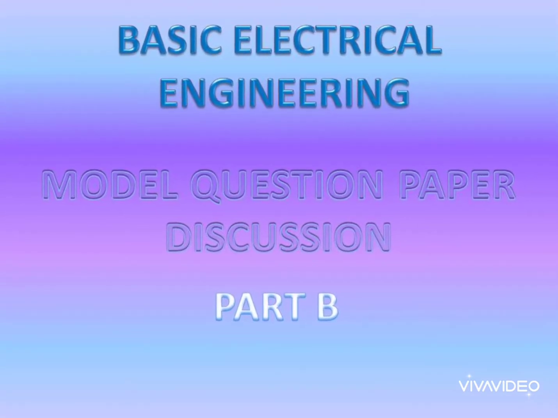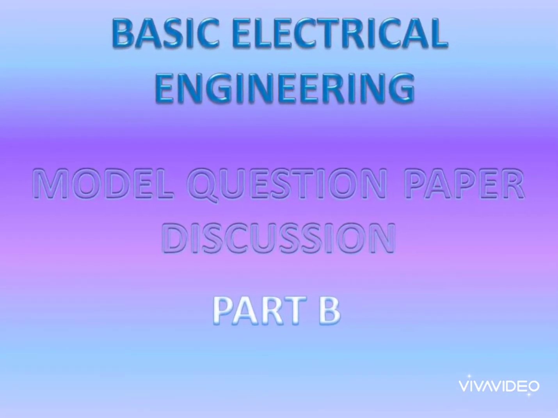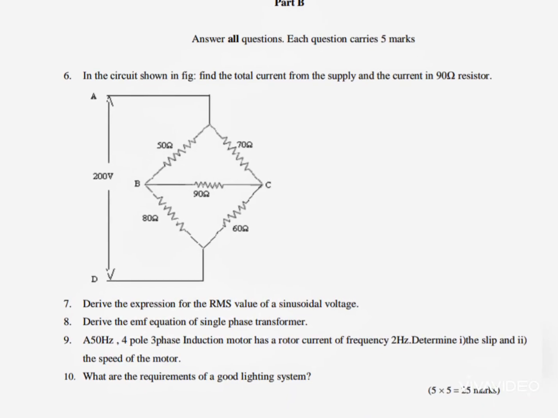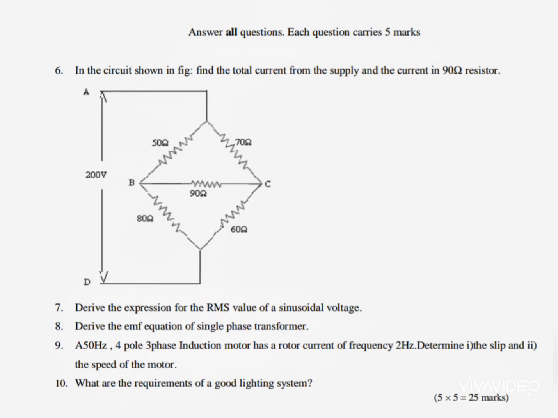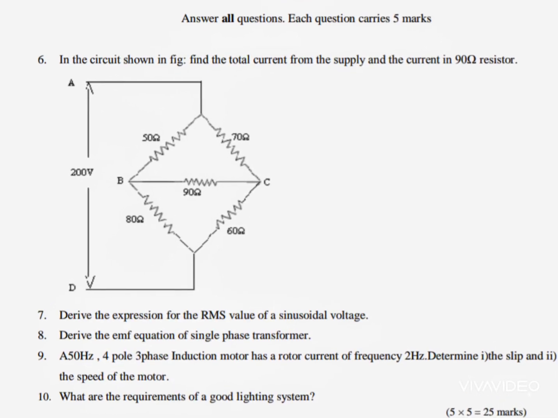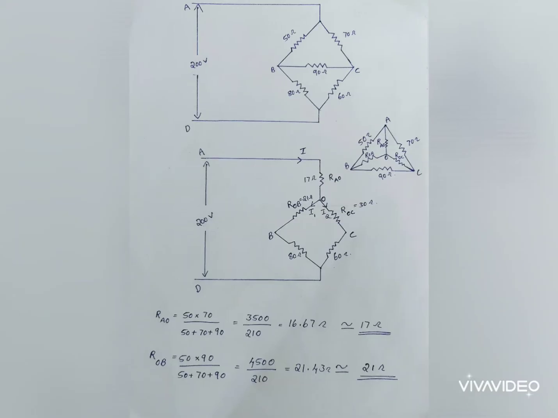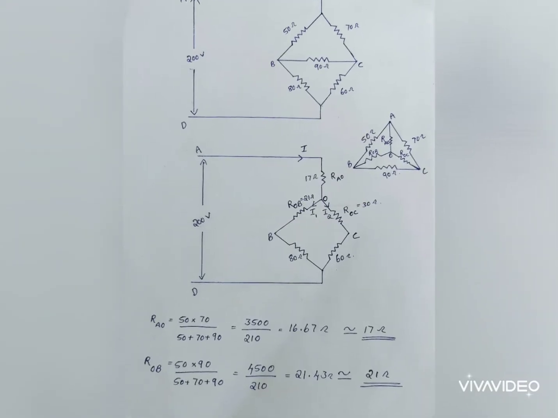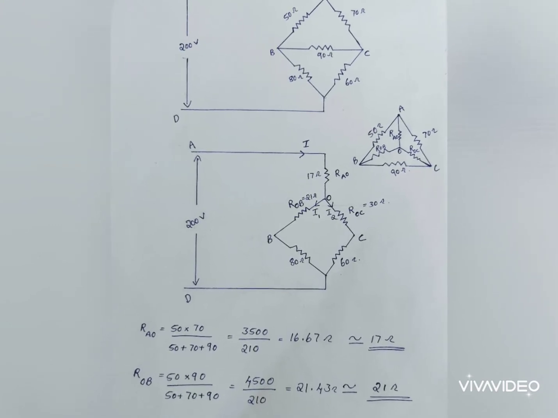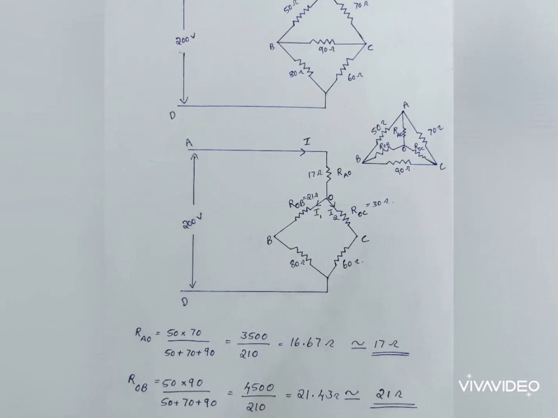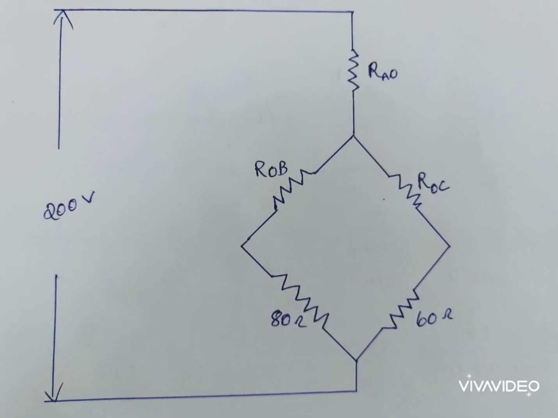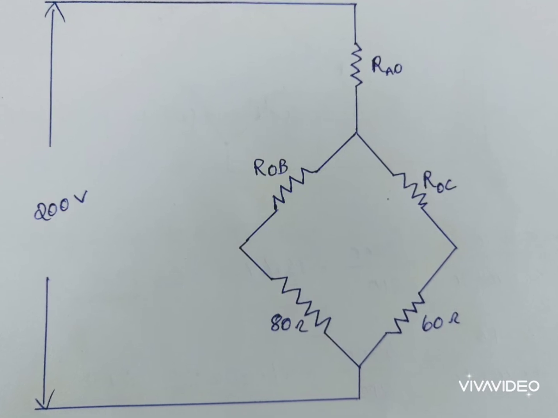Sixth question is, in the circuit shown in figure, find the total current from the supply and the current in 90 ohm resistor. So you have to use the star delta transformation in this figure. So the first delta, 50 ohm resistor, 70 ohm and 90 ohm resistor delta connection, is converted into star connection. So you have to find RAO, ROB and ROC. So you will get all these resistances by using the star delta transformation.